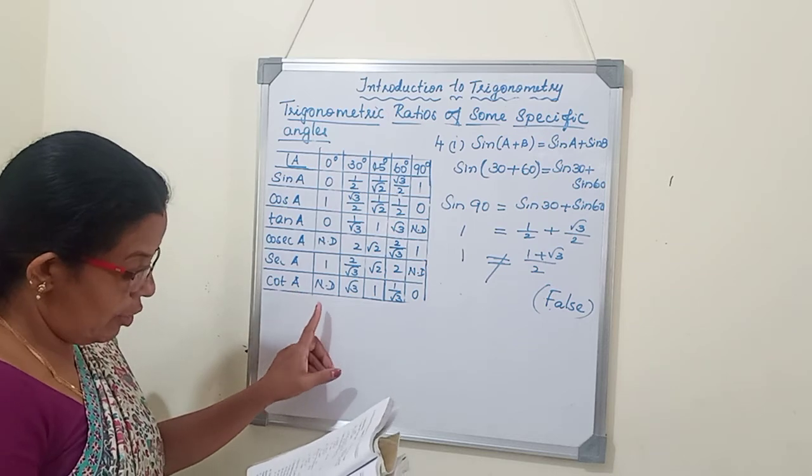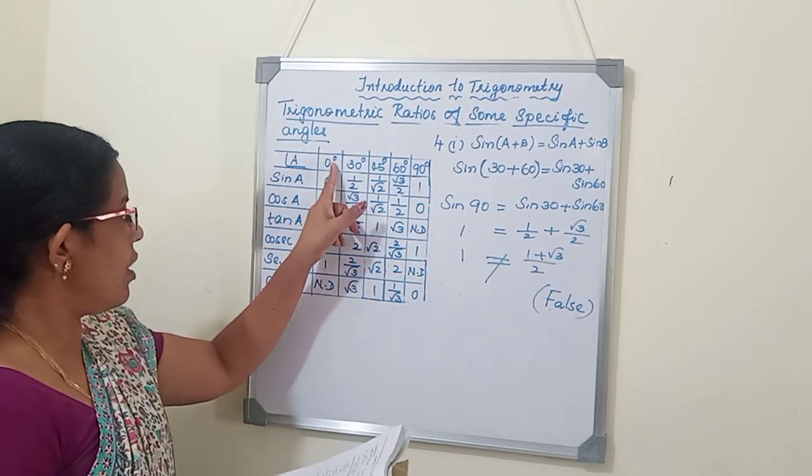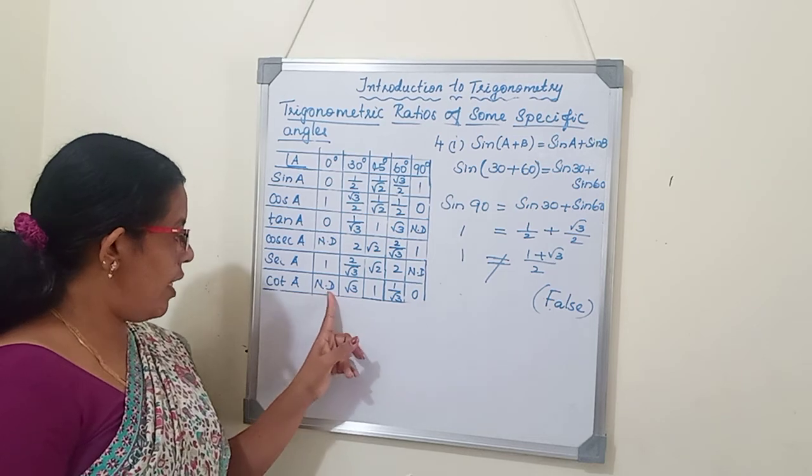Next question is, cot A is not defined for A equals 0 degrees. Cot 0 is not defined. So it is true.